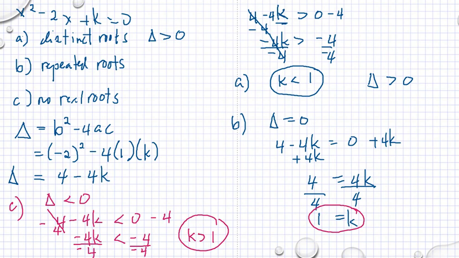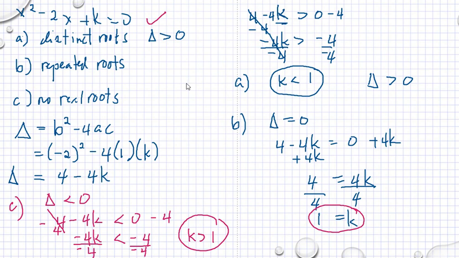So when k is equal to 1, then this equation will become a perfect square. If k is greater than 1, that means we don't have any real roots. Then k should be greater than 1. And if k is less than 1, then we have two distinct roots.